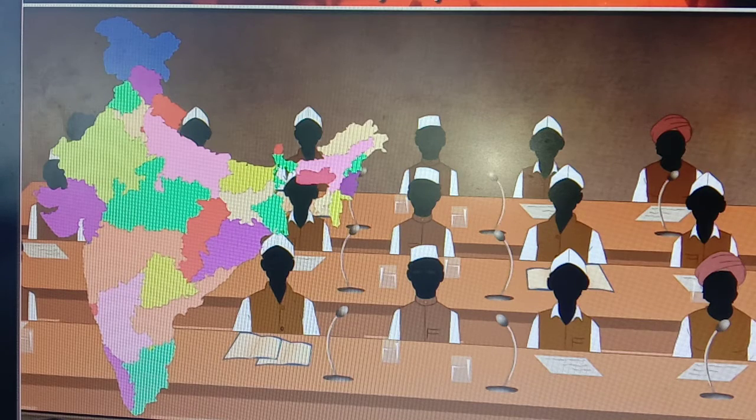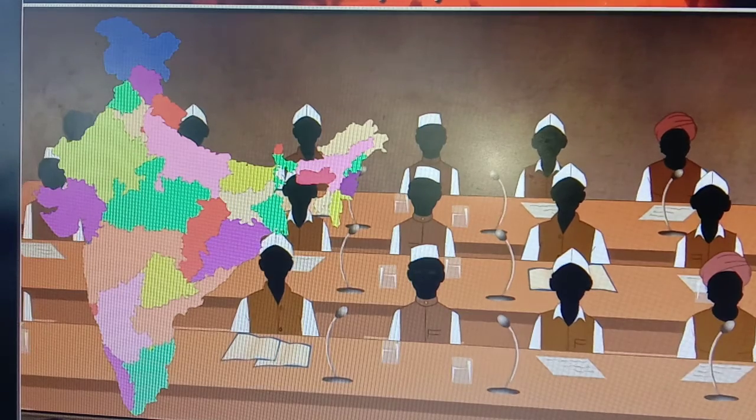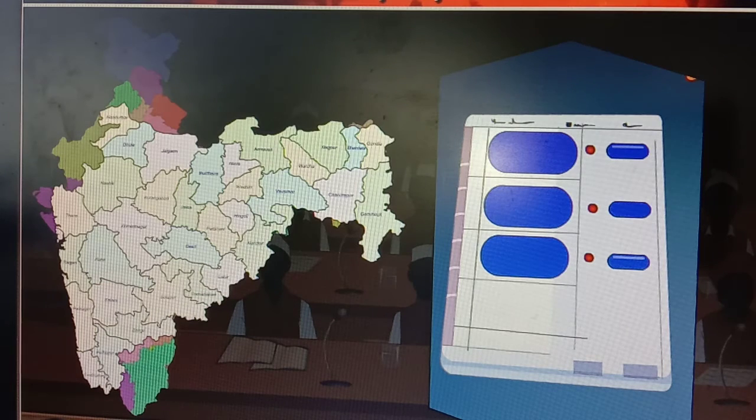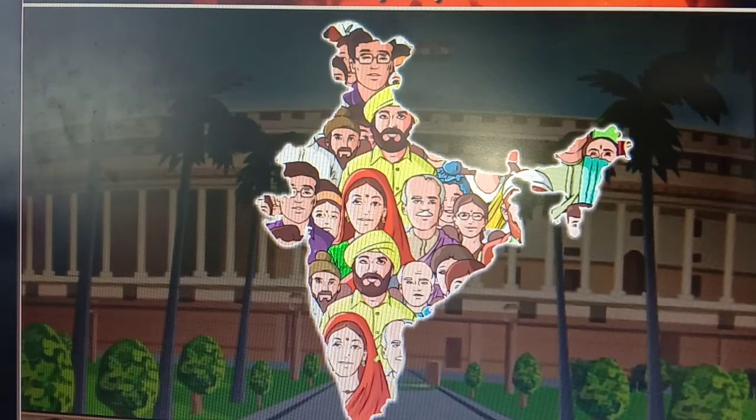At present in our country 28 states and 8 union territories are there, and all these states get seats on the basis of their population. Accordingly, they finalize the seats for the Parliament. For the purpose of the election, the state is divided into territorial constituencies, and with the help of these territorial constituencies, we Indian people elect our representatives for the Parliament.